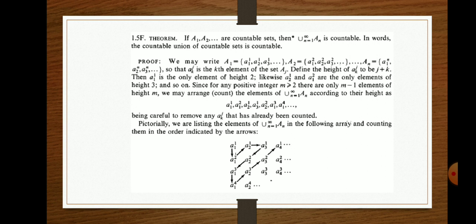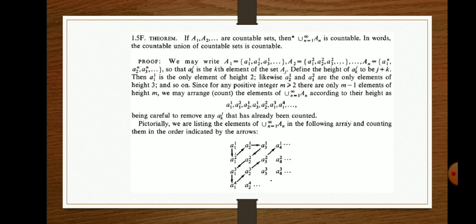is also countable. So if you consider A1, it contains a countable number of elements. If you consider A2, A3, for any set, you can count the elements of Ai. Now we take the union of An, then the resulting set is also countable. So the proof is very simple.